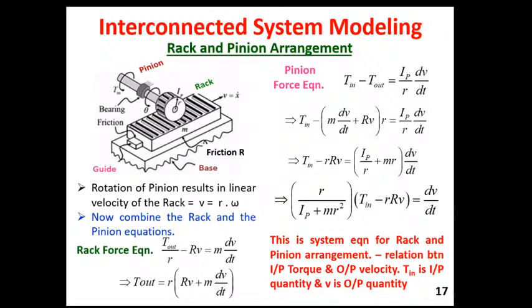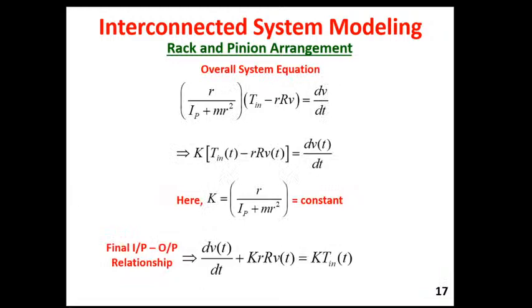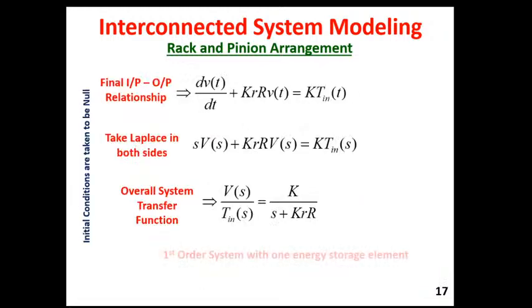And then finally we combined T in minus T out, the force dynamics of the rack side with the pinion side. We found that this equation boils down to a first order system, and then we found the transfer function of the overall system, which is nothing but Vs, the velocity of the rack, divided by the input torque given to the pinion. It is a first order system because there is only one energy storing element in the system.